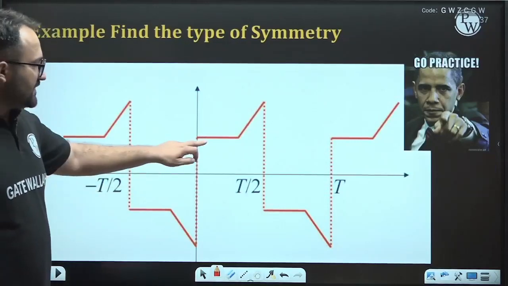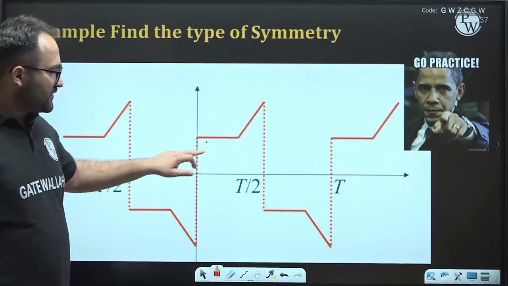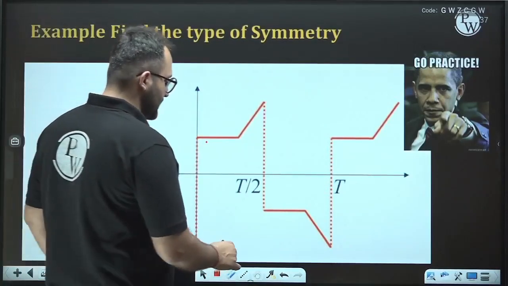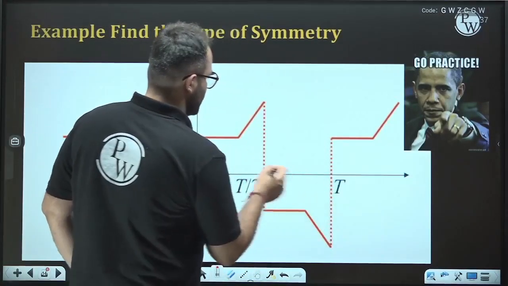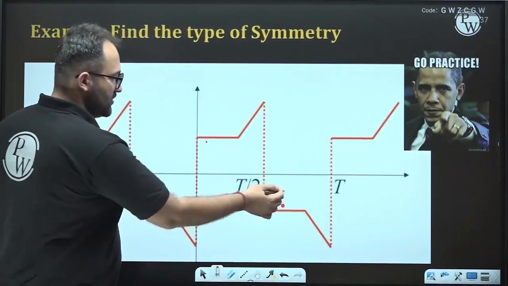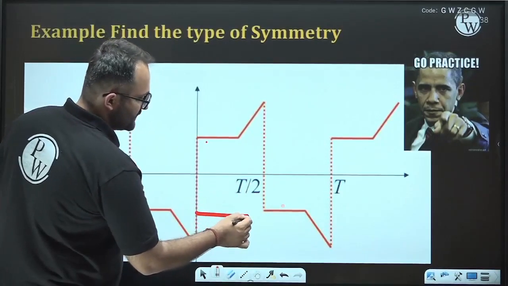Okay, this one. We can see that it is neither even nor odd because they are not symmetric nor anti-symmetric. First thing. Second, is it half-wave symmetric? Let us check. So we can see that if we shift this portion left by half time period, then we will get something like this.